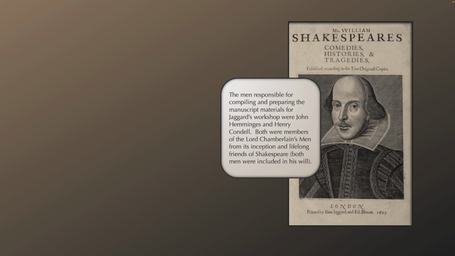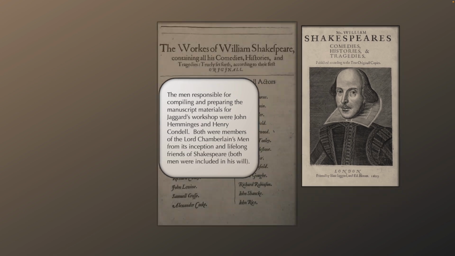The men responsible for compiling and preparing the manuscript materials for Jaggard's workshop were John Hemmings and Henry Condell. And as I said, both of these men were members of Shakespeare's company, the Lord Chamberlain's Men and later the King's Men. And they were lifelong friends of Shakespeare, and both of them were included in his will. I think they were the only other members of his company who were included in his will.